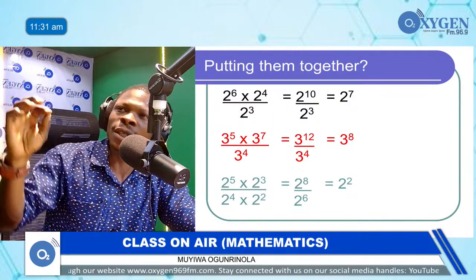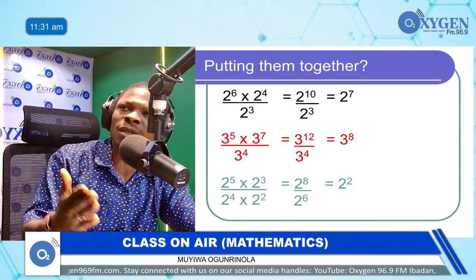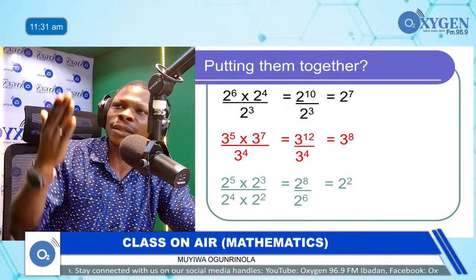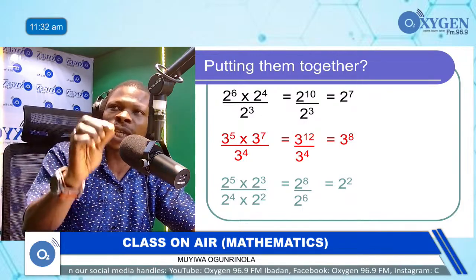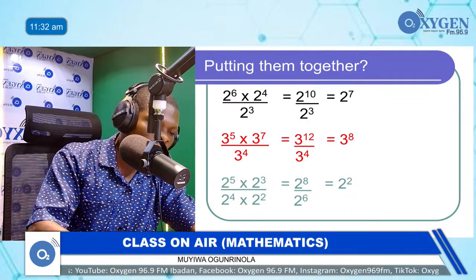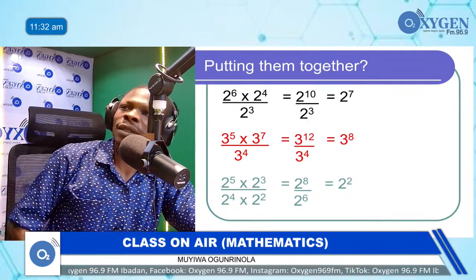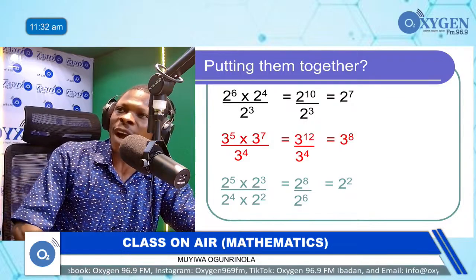Because the two of them have the same base, you pick only one base, which is 3. It will now be 3 raised to power 12 minus 4, which is going to give us 3 raised to power 8.